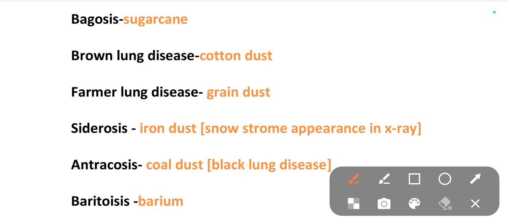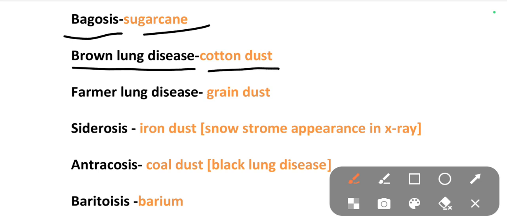The first one is bagassosis. So bagassosis is caused due to the sugarcane dust. And the next one is brown lung disease. It's caused by the cotton dust. And the next one is farmer's lung disease. It is due to the grain dust. And siderosis, it is due to iron dust.